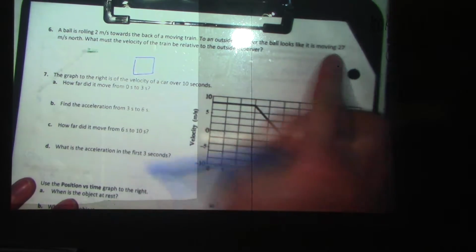Six, we've got a ball that is rolling 2 meters per second towards the back of a moving train, and to an outside observer, it looks like the ball is moving 27 meters per second north. So I've got a train. I'm going to guess that the train is moving north. So the train is moving north.